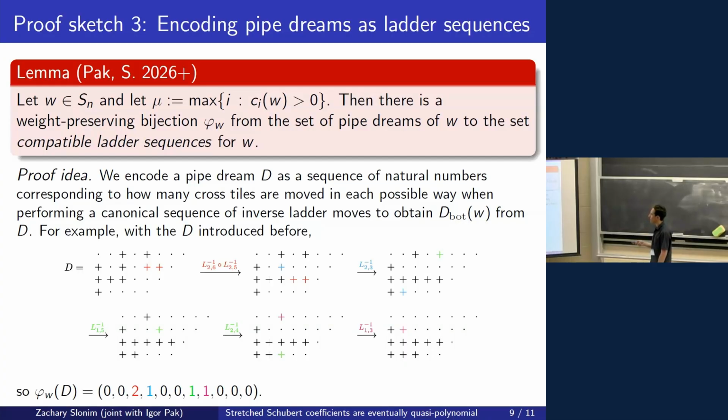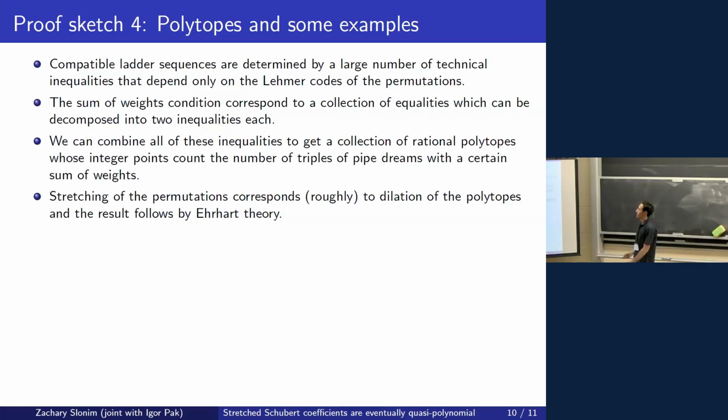And so being a compatible ladder sequence is basically just some system of inequalities that say the pluses can't move past each other in an illegal way that is not a legitimate inverse ladder move. So once we have this encoding, these compatible ladder sequences are determined by just some large number of technical inequalities. The sum of weights condition, you can see how we can recover the number of crosses in a certain row by the number of crosses that moved into that row minus the number of crosses that left that row plus the number of crosses that started there. So those equalities actually end up just being also inequalities.